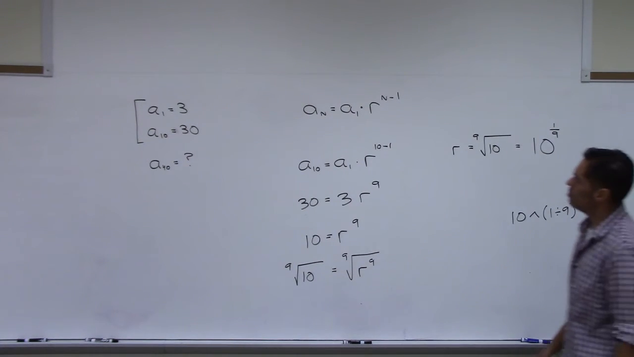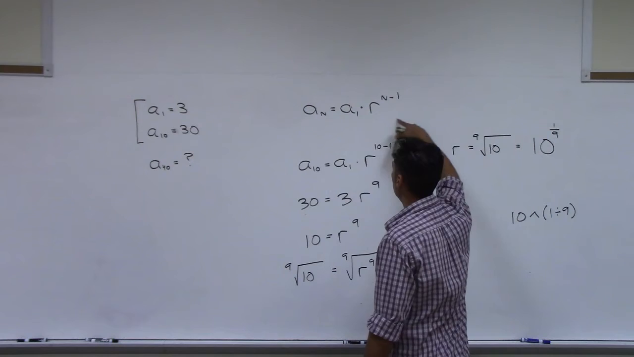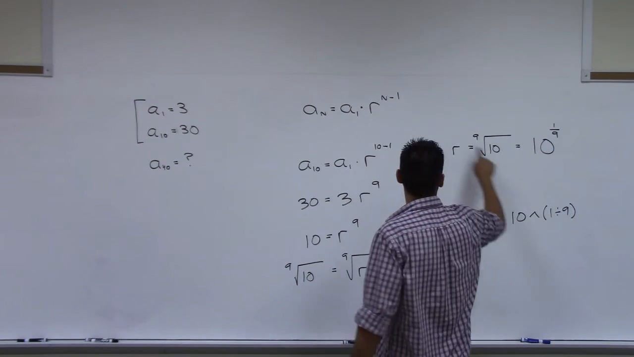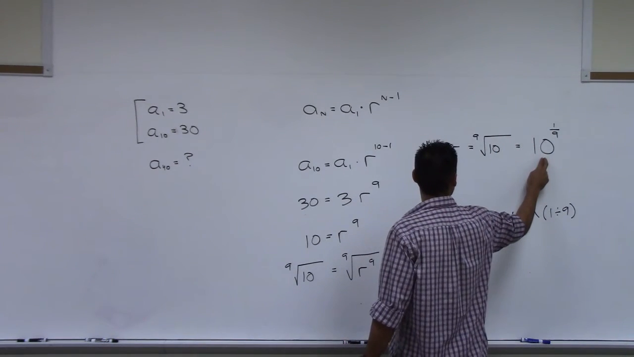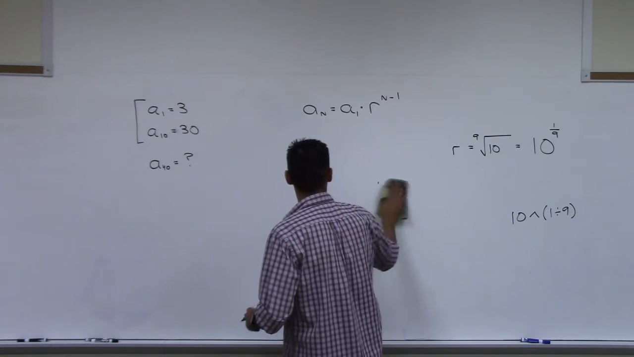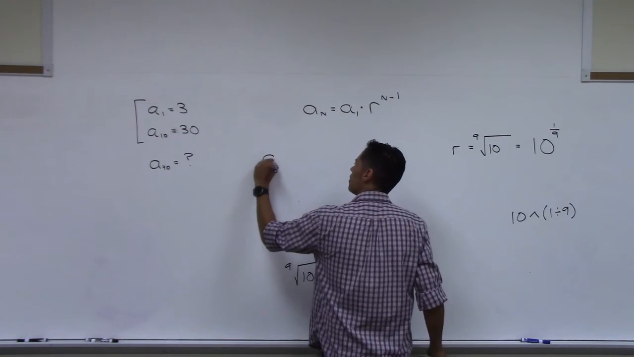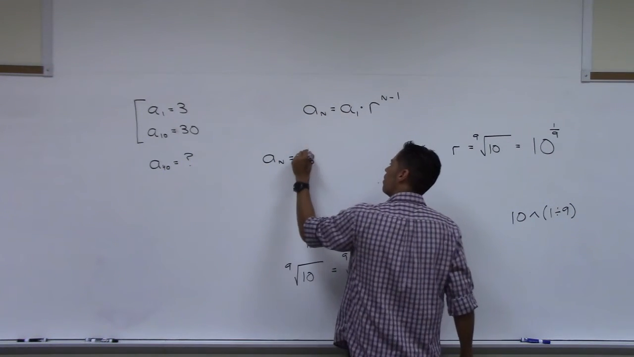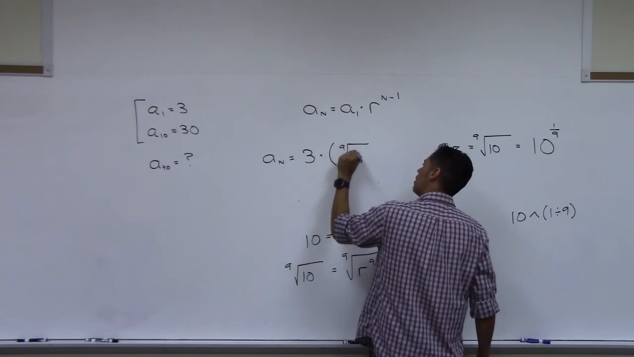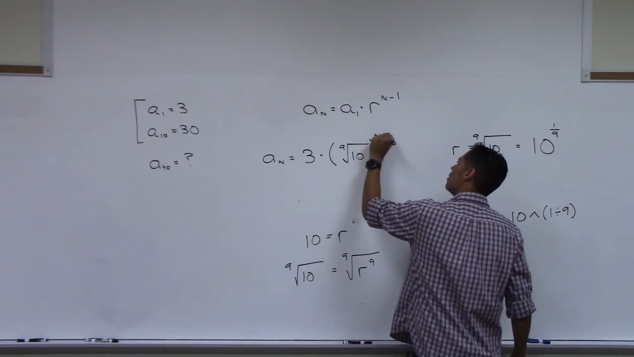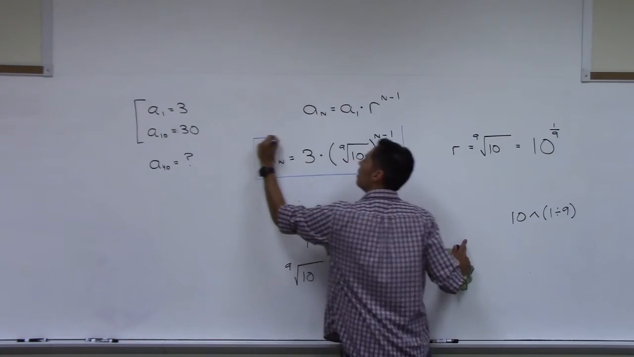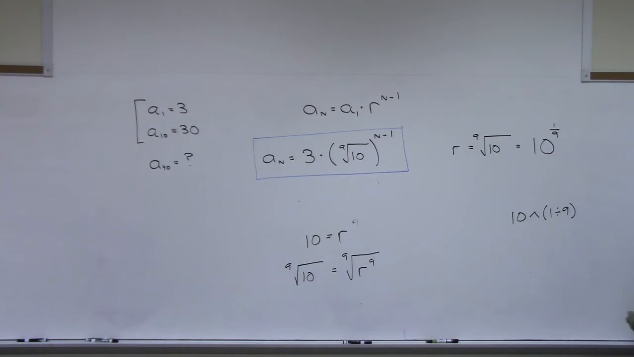So now let me go back to this formula, right? I can replace A sub 1 with 3, and I can replace R with this, right? Okay. So this will be my master formula that I can use for this sequence now. It's A sub n equals A sub 1, which was 3, times the 9th root of 10. It just looks nice like that. All that to the n minus 1. This is the formula that I can use for this specific geometric sequence.